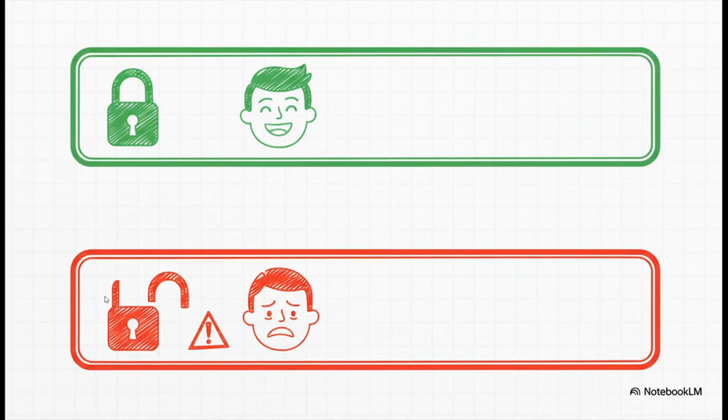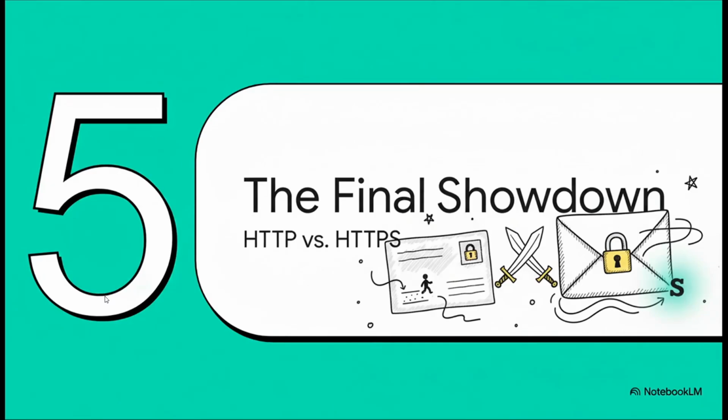Your browser basically acts as your digital bodyguard. It sees a site using HTTPS and it gives you that little reassuring padlock icon. But if it sees plain old HTTP, it throws up that big not secure warning, basically telling you to be careful. Okay, so we've seen the vulnerable postcard and the secure envelope.